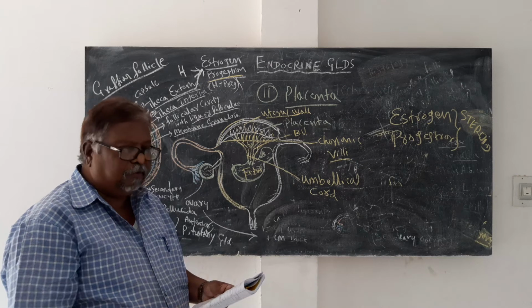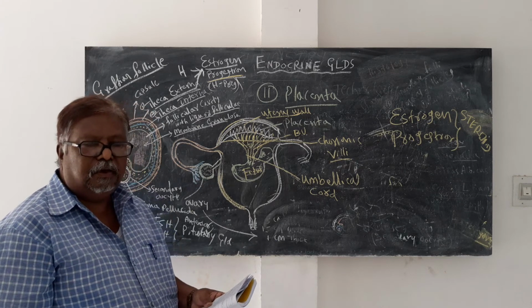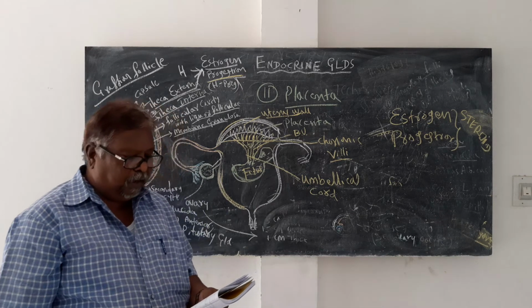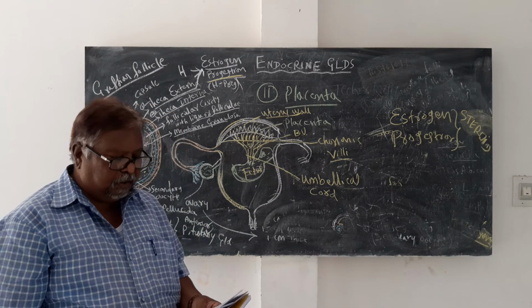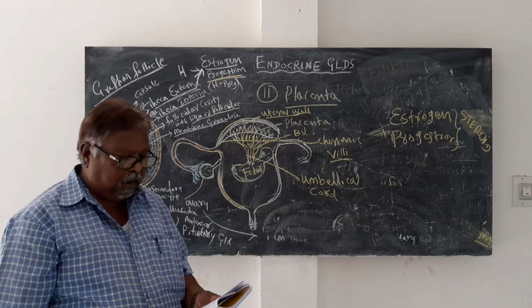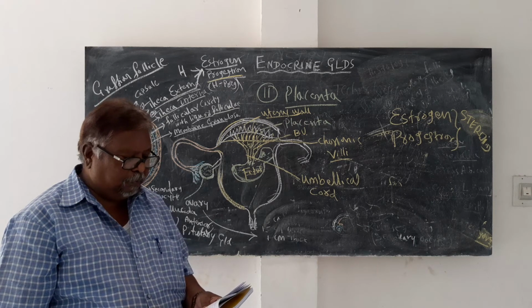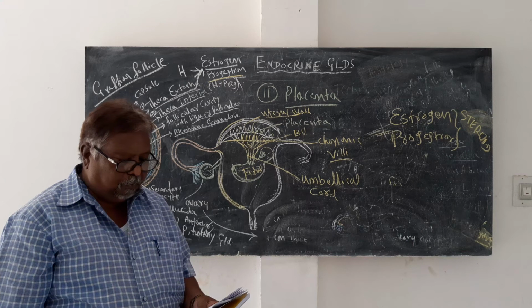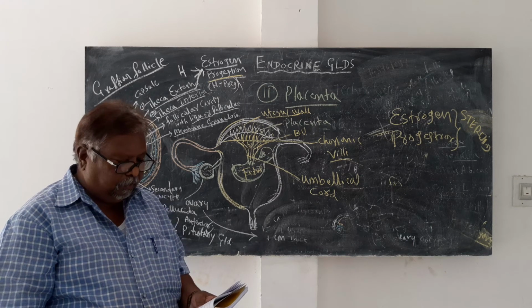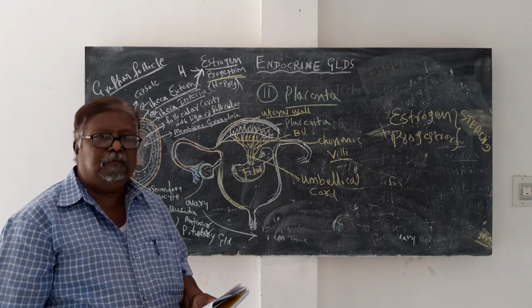clean environment for the fetus. It also prepares the uterus for implantation. It helps in the development of placenta. The development of placenta is helped by this hormone, that is the progesterone. The progesterone prevents the shedding of endometrium during pregnancy.